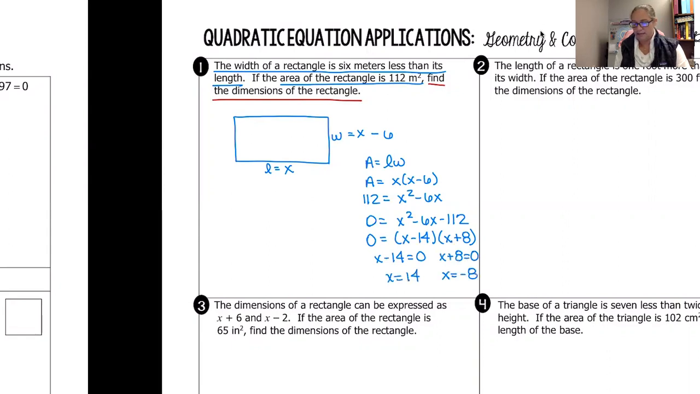If we plug negative 8 into our length or our width, we get a negative value, and we cannot have a negative length or width. So x is equal to 14, which means the length is 14 meters, and the width is 14 minus 6, which is 8 meters. The other thing you have to remember is that these problems most of the time are going to have a unit of measure, which needs to be in your answer in order for it to be complete. So length is 14 meters, and width is 8 meters. So we can write that as 14 by 8.